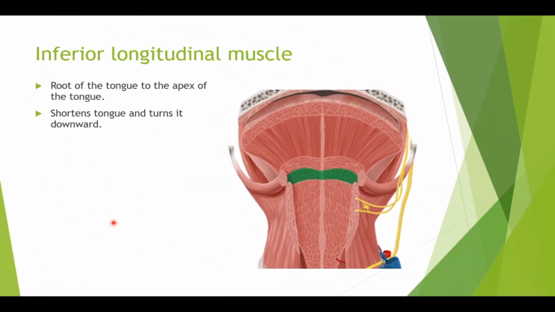Then there is another muscle. This is the inferior longitudinal muscle shown in green over here. It arises from the root of the tongue and goes to the apex of the tongue, or you can say the tip of the tongue. It shortens the tongue and turns it downward.